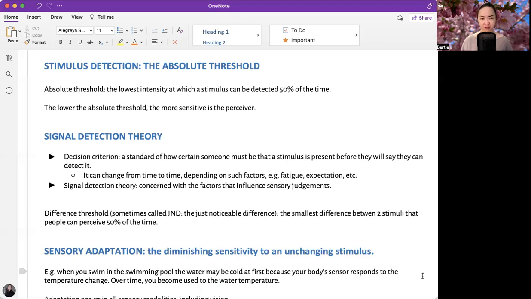Difference threshold, sometimes called JND, the just noticeable difference, is the smallest difference between two stimuli that people can perceive 50% of the time.